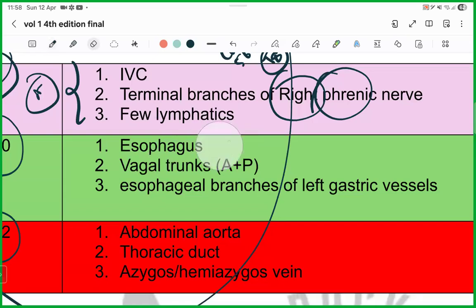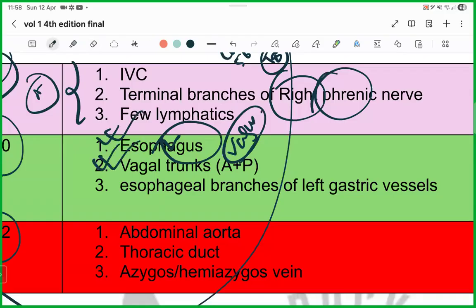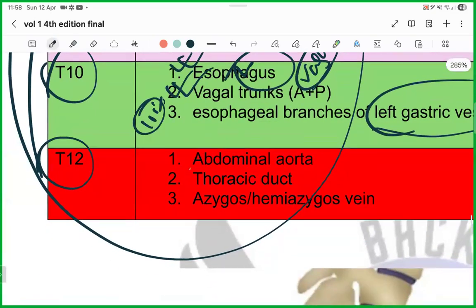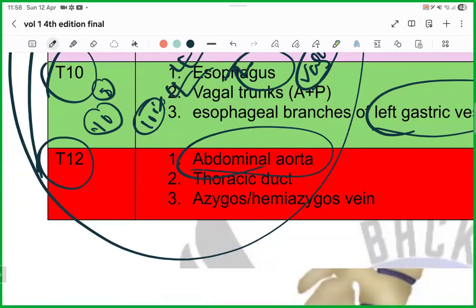And with the esophagus, we get the vagus. So remember, with the esophagus, we get the vagal trunks and esophageal branches of the left gastric vessels. Remember, all three are 100% important. Then at T12, the abdominal aorta. If you know T8 and T10, you will always remember T12, abdominal aorta.